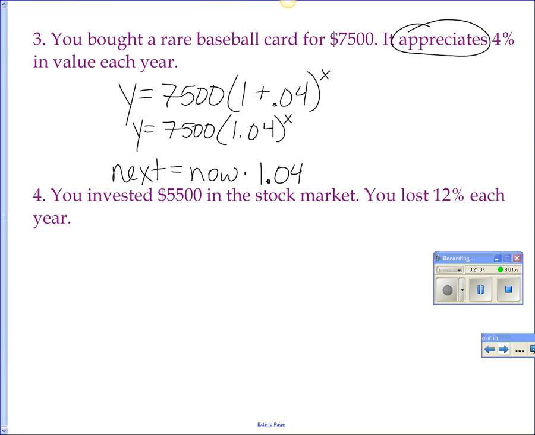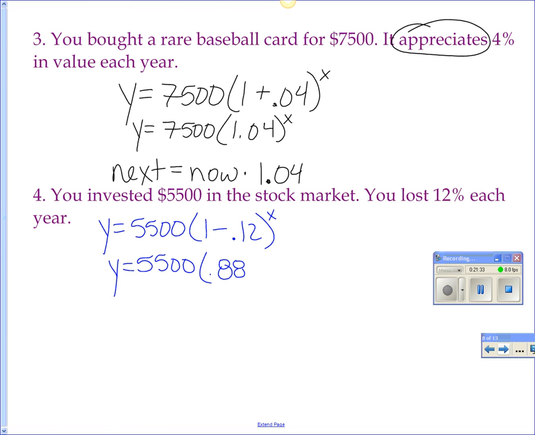Number 4, you invested $5,500 in the stock market. You lost 12% each year. Drew, help me with this one. Keep going. Yep, to the x power. Zach, what is that going to look like when you simplify it? Good. And Shakira, help me with the now next drill.